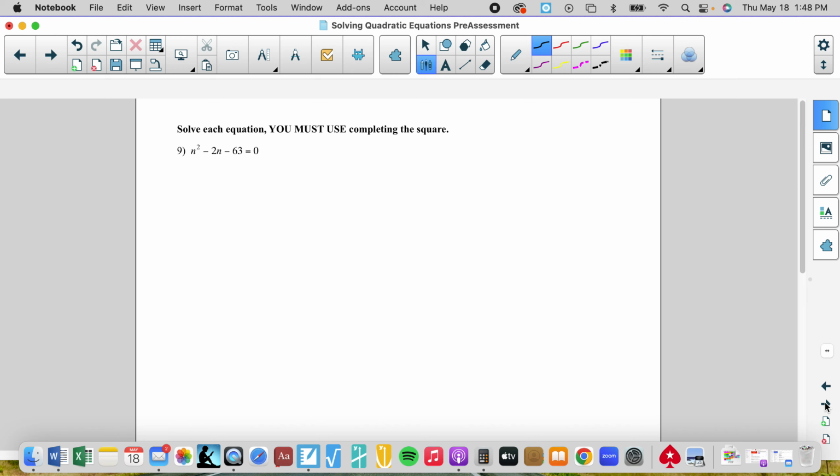Now, you must use completing the square. So completing the square, we look, does this constant, is it the proper constant for completing a binomial square of that b value? That is no. So let's move this constant out of the way, because that left side does not break into a binomial square.